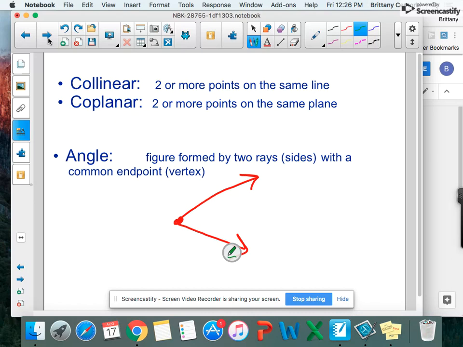A few other vocab words: we have the word collinear, which means 2 or more points that lie on the same line. Coplanar is 2 or more points that lie on the same plane. And then lastly, we have an angle, and that is formed by 2 rays that make up the sides, and then a common endpoint, which is the vertex.